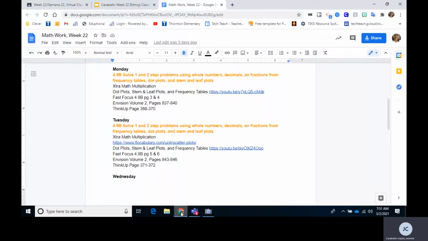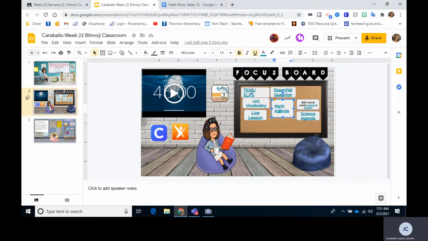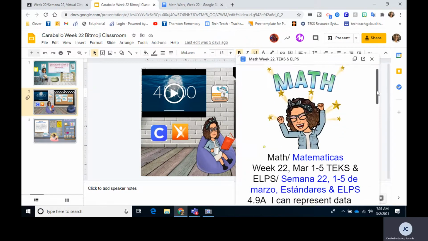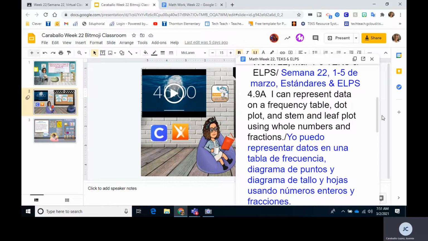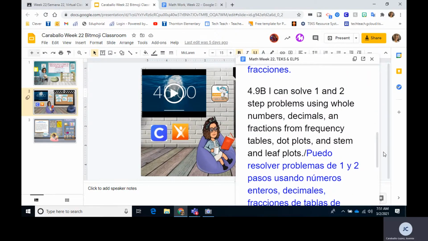All right. So what happens when we don't know what we're doing? We go into Google Classroom. This is week 22, right? Today's objective, okay, if you look right here and you look at the week's objectives and you pull them up, we are still working on stem and leaf plots. We're working on dot plots and frequency tables, okay? So we're still working on the same objective that we can represent the data, and 4.9b is I can solve 1- and 2-step problems using whole numbers, decimals, and fractions from frequency tables, dot plots, stem and leaf plots.